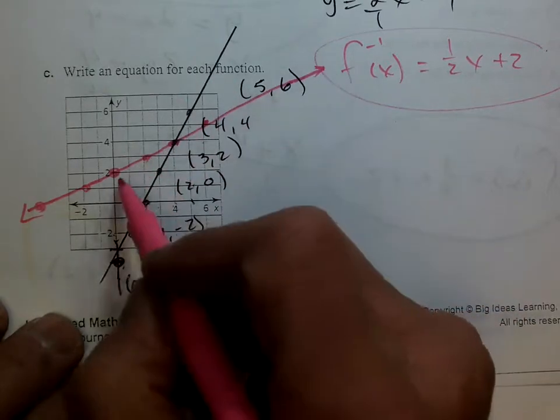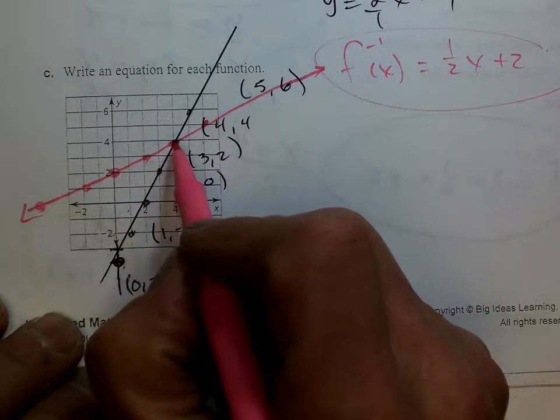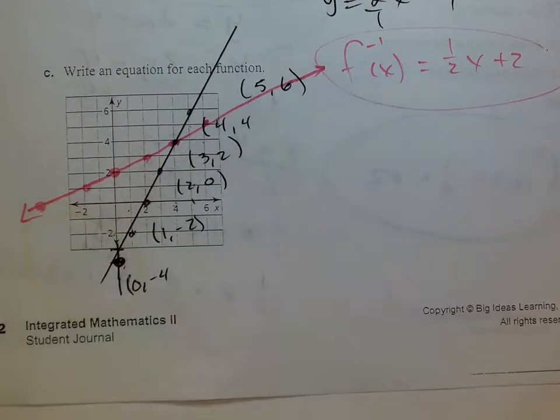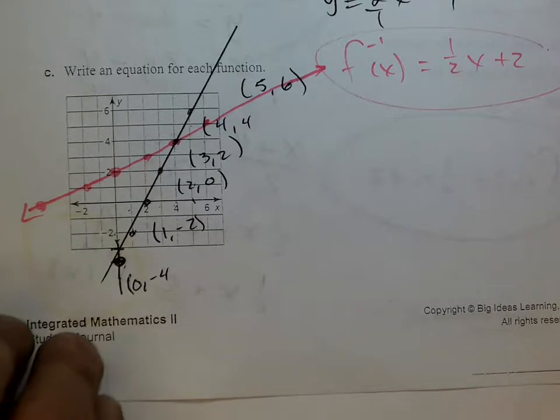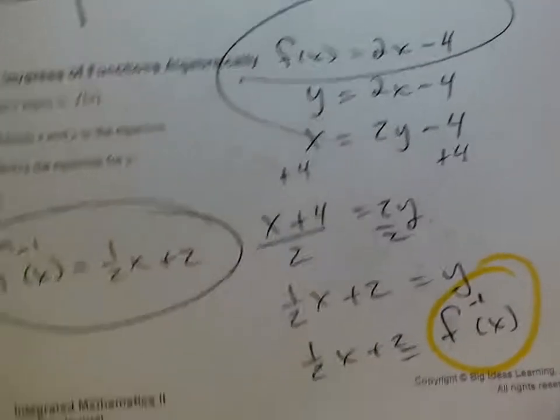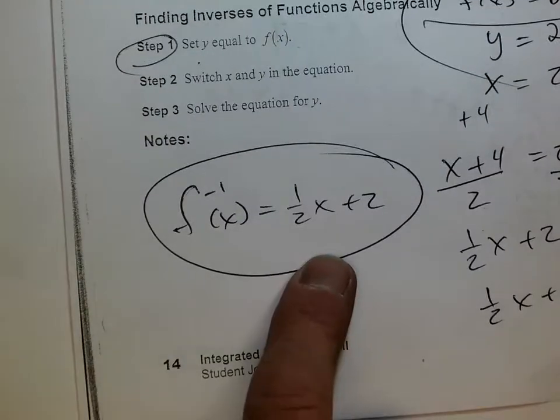Right? Up 1 over 2, right? Starts at 2. There's my inverse equation, okay? Now, go ahead and write that down. I'm going to flip the page back for just a second, okay? Ready? Flip the page back. I already had that, didn't I?